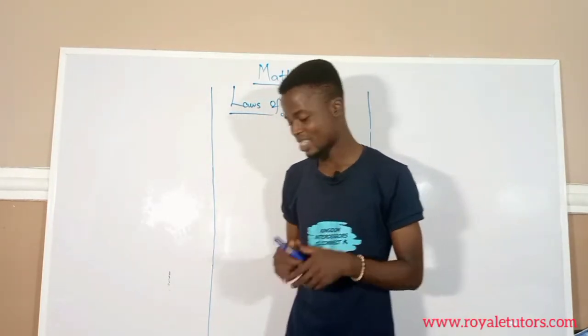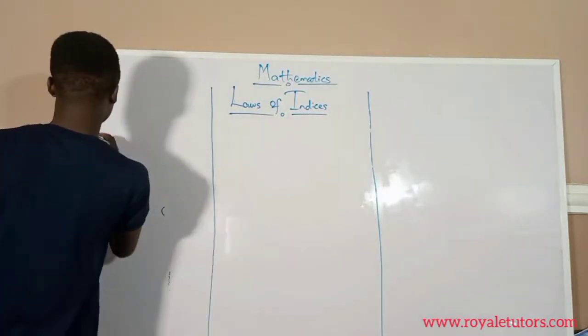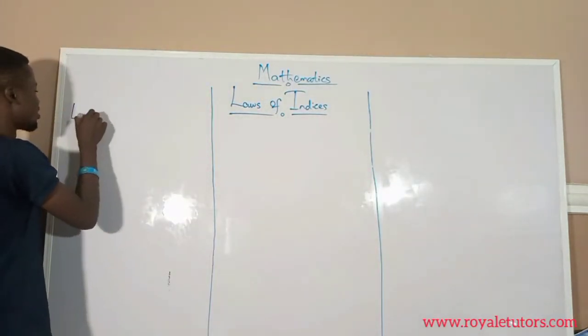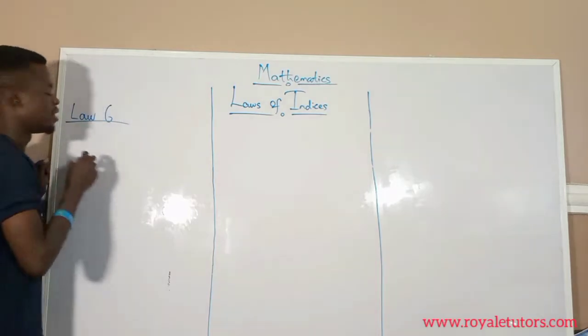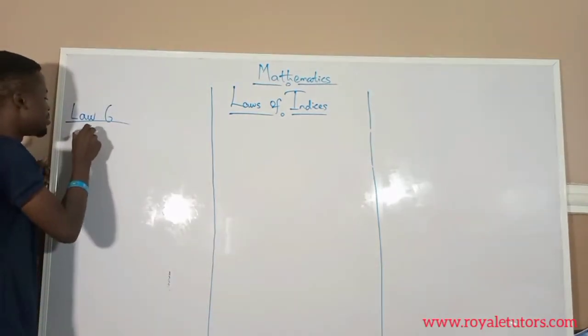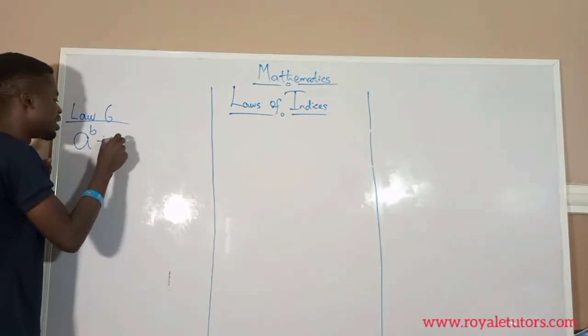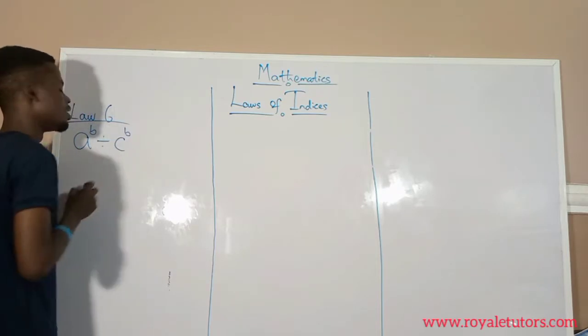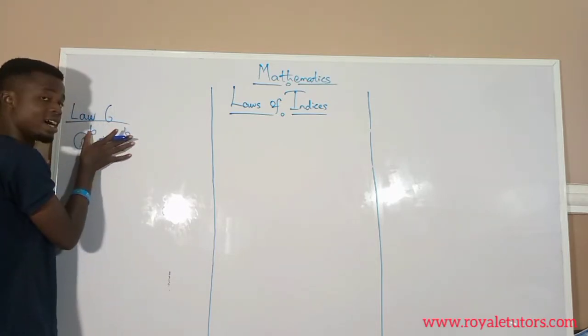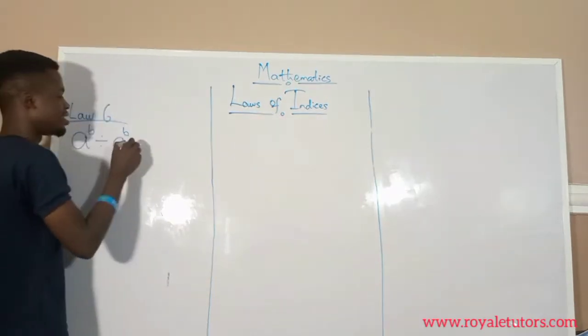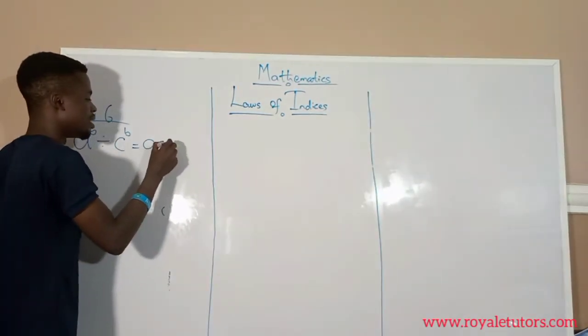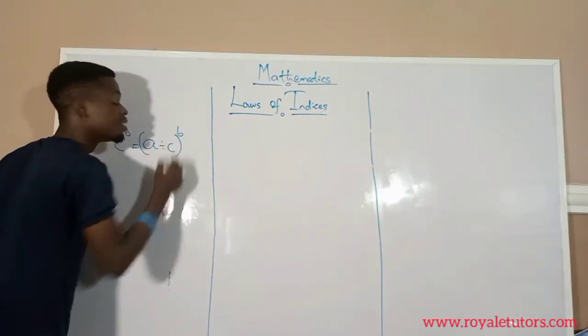Okay, so let's go. Law 6. If you have a raised to power b divided by c raised to power b, they have the same power but different base. It is the same thing as saying a divided by c all raised to power b.